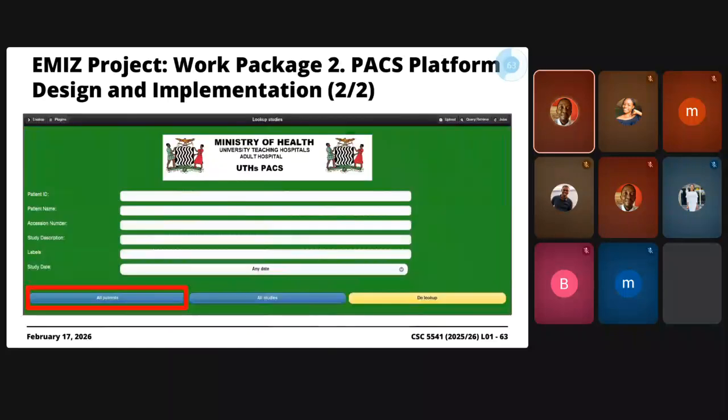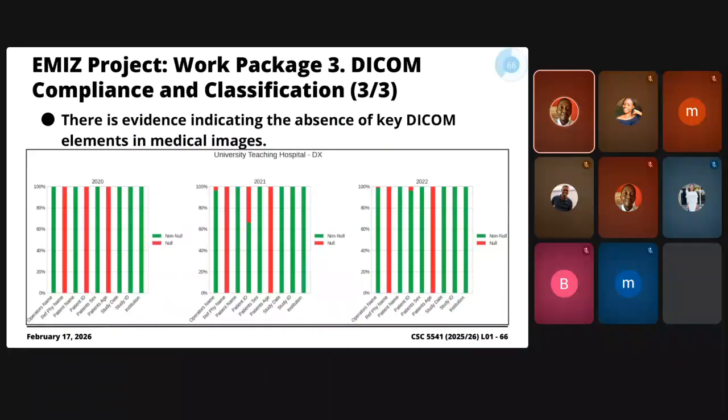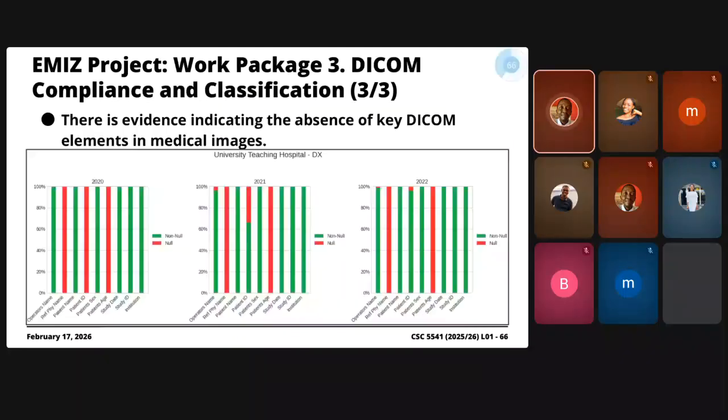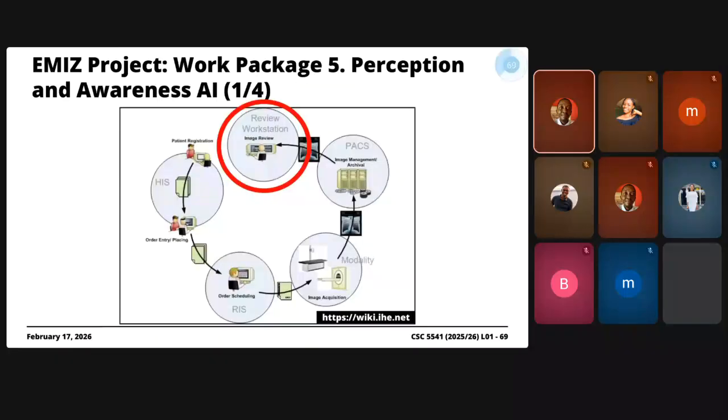So I'm going to skim through this, the PACS platform, in this particular case showcasing the DICOM elements here. This was the analysis of DICOM compliance, so the medical images at UTH, right? These are some of the results that we got. So analyzing health data from many different perspectives here. Implementation of the radiology information system, and then our survey on AI awareness.